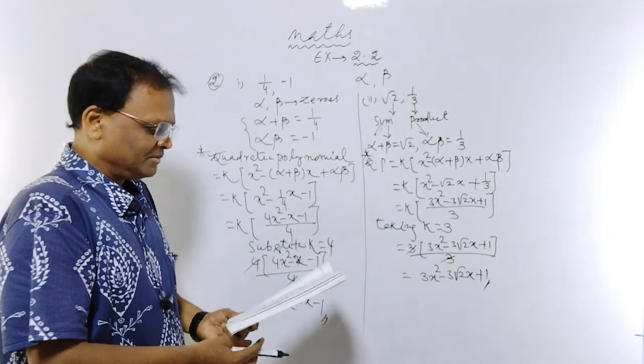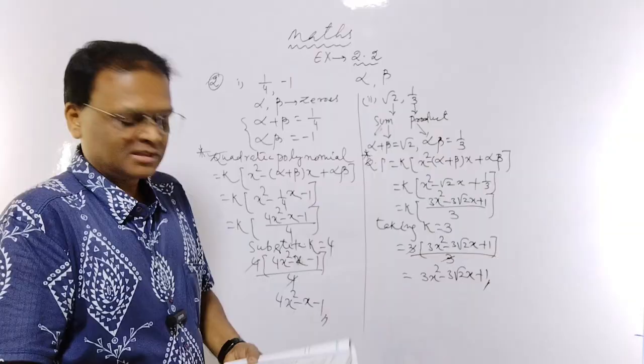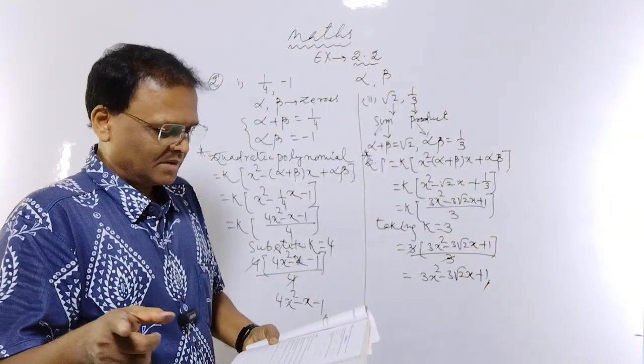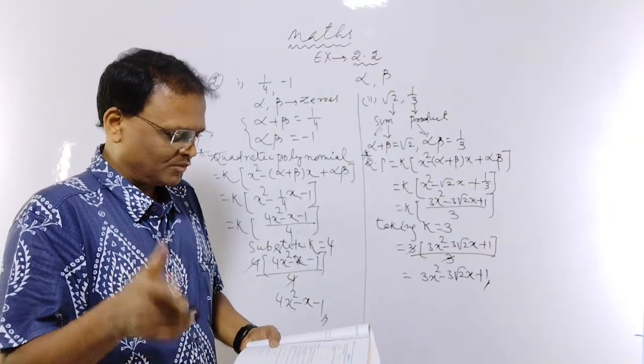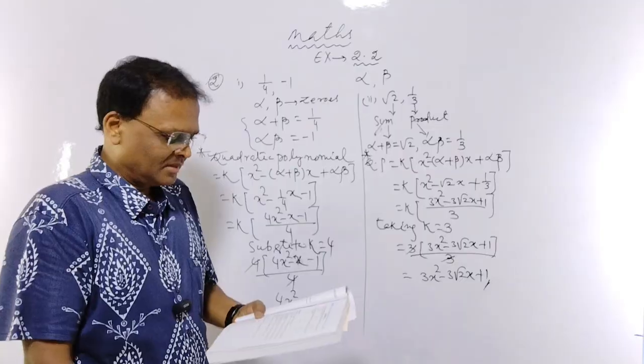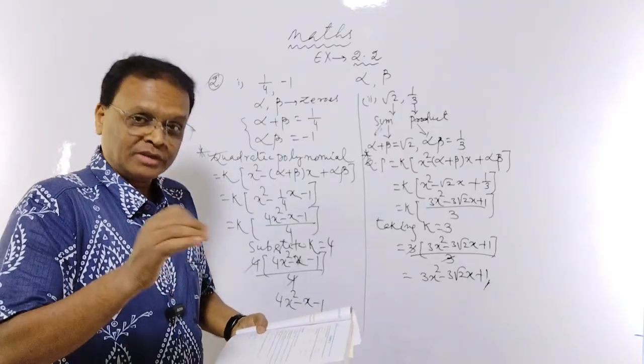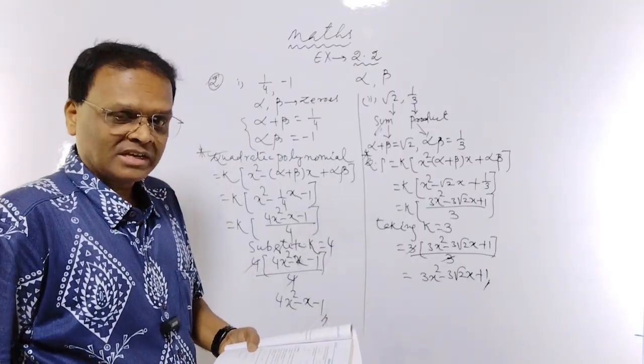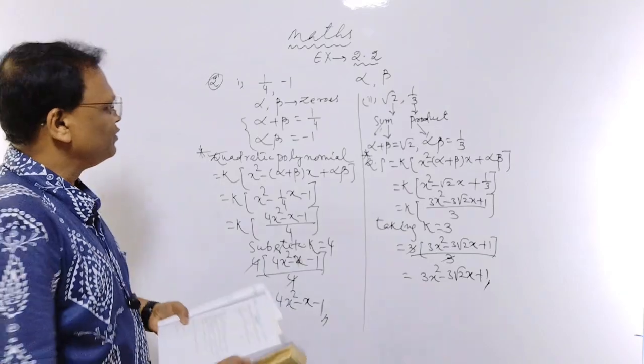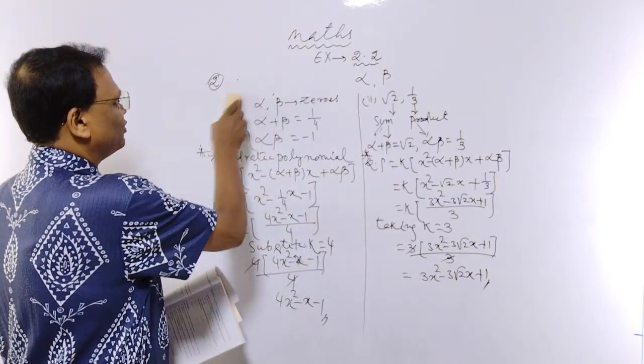Now let me do the third one. In fact, the third is very easy. First, alpha plus beta is given as 0, second is given as root 5. Even you can do this one. The fourth one is also very simple. There is no fractional form, nothing. Within a few minutes you can do it. So I am doing the fourth one.